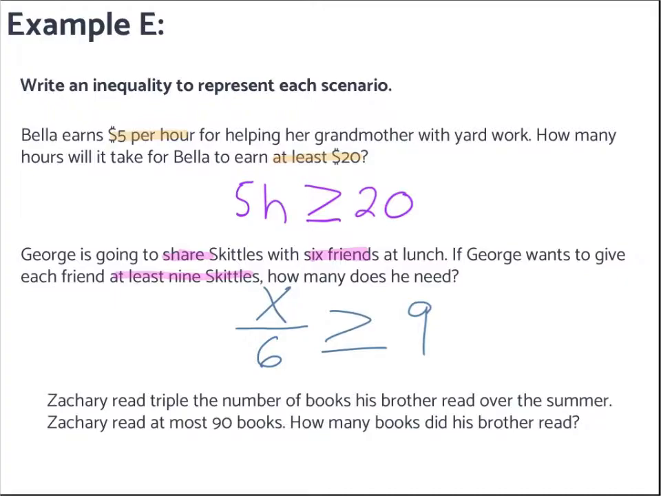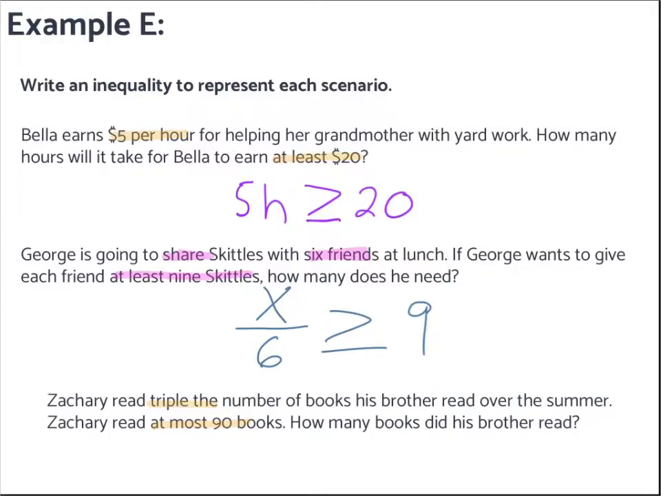Now let's take a look here at Zachary. It says Zachary reads triple the number of books. So triple is going to be an important piece of information that his brother read over the summer. Zachary reads at most 90 books. So how many books did his brother read? So again, we've got our important piece of information that it's at most.